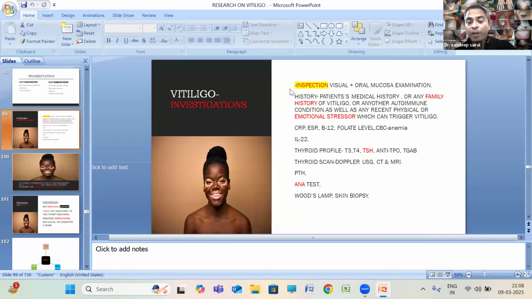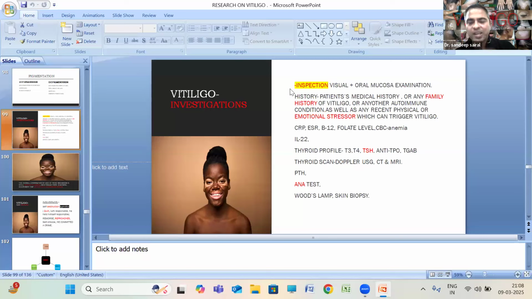And parathyroid hormone. See, if you have low calcium in your blood, the body usually extracts it from the bones. For extracting it from the bones, it requires parathyroid hormone. So in vitiligo, you will find that the parathyroid hormone is slightly elevated. When you treat the vitiligo patient and they are responding and showing good results, parathyroid hormone starts to reduce, coming back to normal.